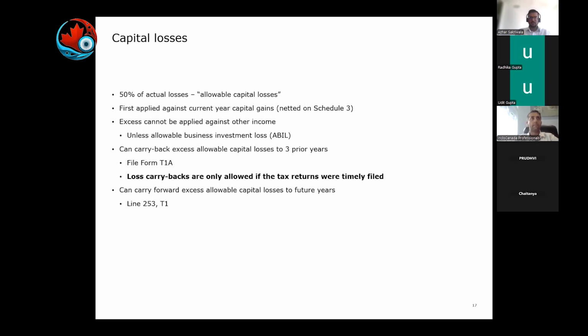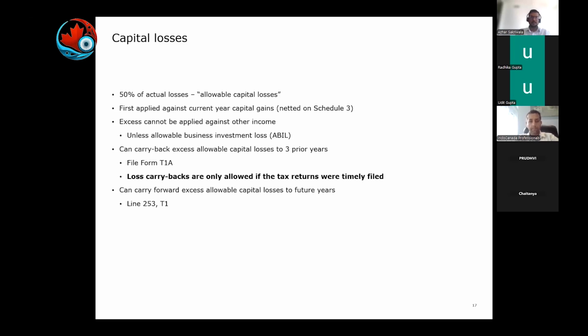After that, if you still have some excess losses, you're allowed to carry them forward indefinitely, or you can carry back those losses to 3 prior years. So let's say you have filed tax returns in 2022 and 23, and you had some capital gains, but in 24 you had a significant capital loss. You can go back to your old returns, use those losses to reduce your capital gains and claim refunds, provided your 2022 and 23 tax returns were filed on or before 30th April.